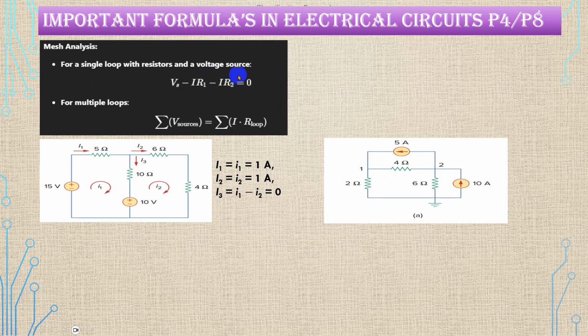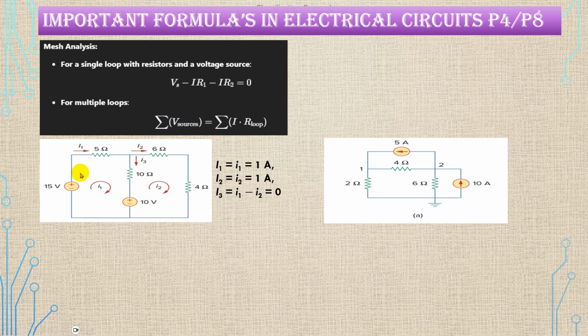If we have only two resistances and one voltage source, then the loop equation is given as V source minus IR1 minus IR2, where I is the current through that loop, which won't change, it is the same through the loop. R1 and R2 are the two different resistances. So it is a loop equation. Generally, for multiple loops, we can say the summation of the V sources is equal to the summation of I into R in the loop, where IR is nothing but the voltage drop. The voltage drop summation is equal to the voltage sources.